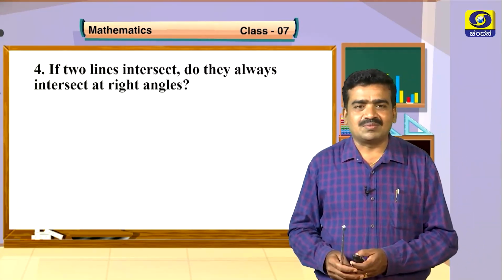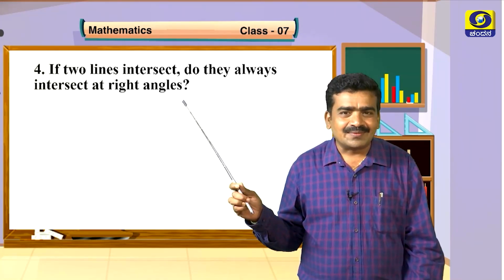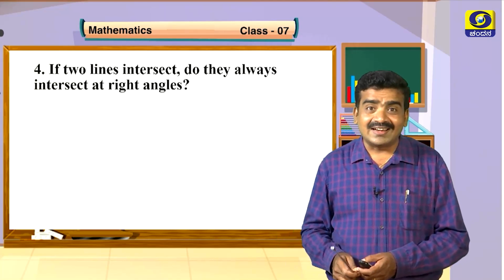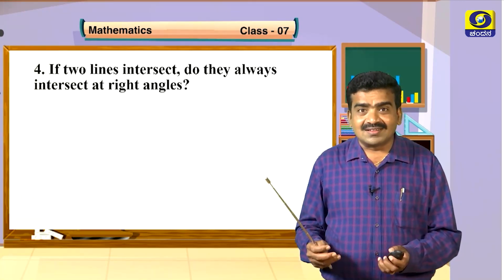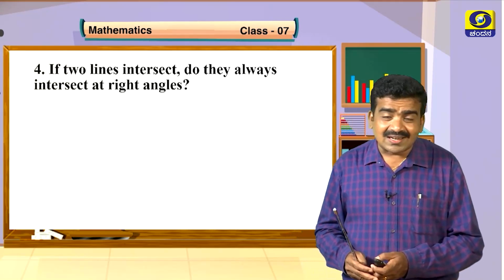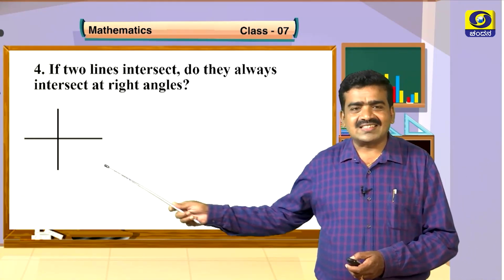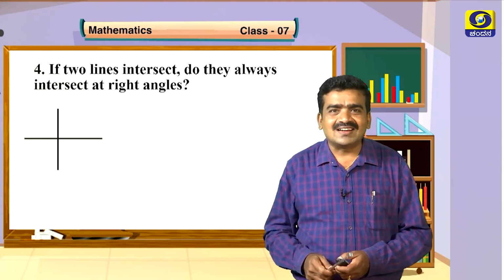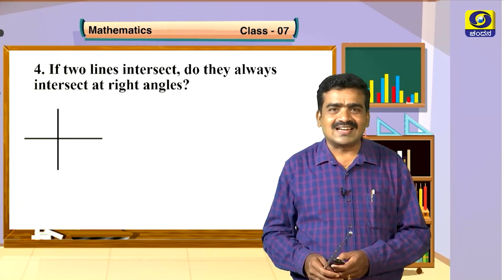Now let us come to one more question. If two lines intersect, do they always intersect at right angle? That means, are two lines always going to intersect at right angle? Let us check. Here in this case, the two lines intersect at 90 degree. Am I right? Yes, exactly.